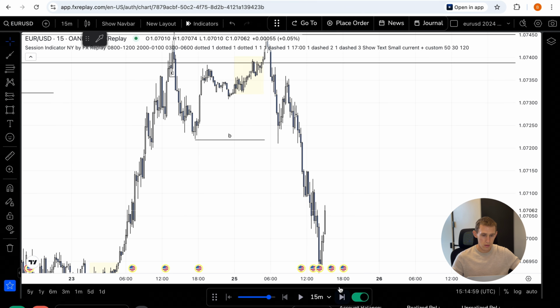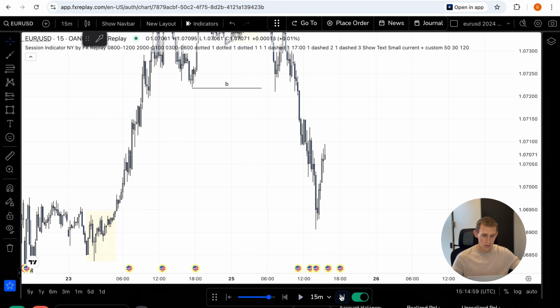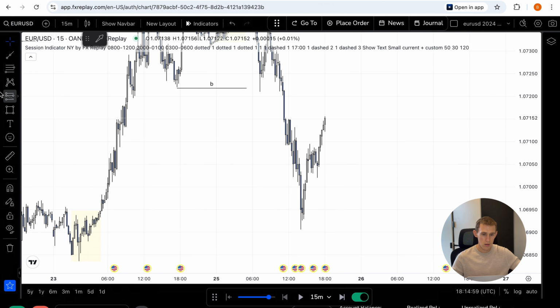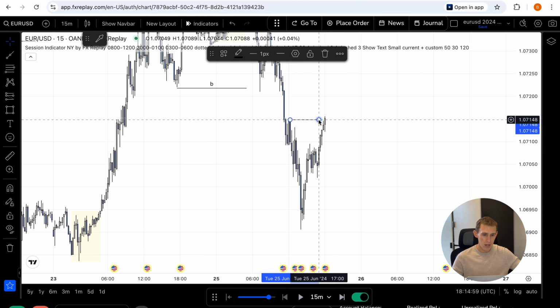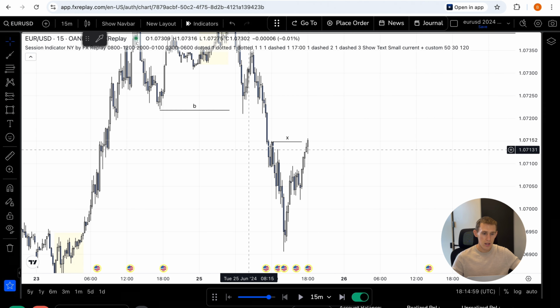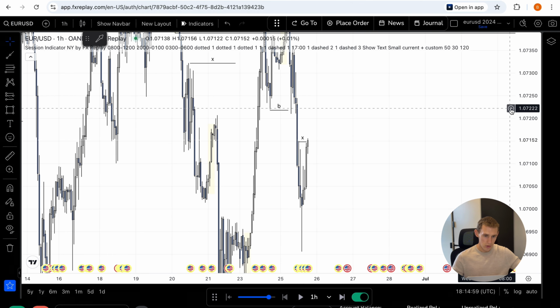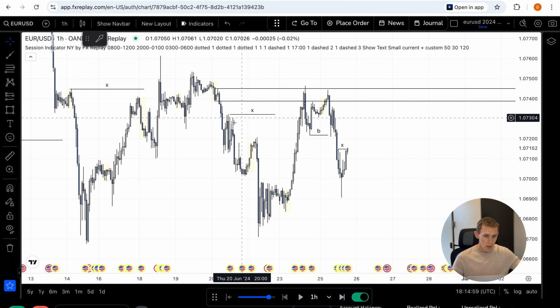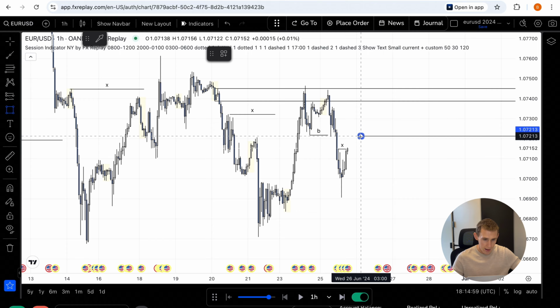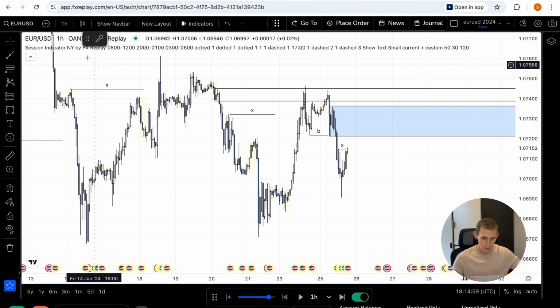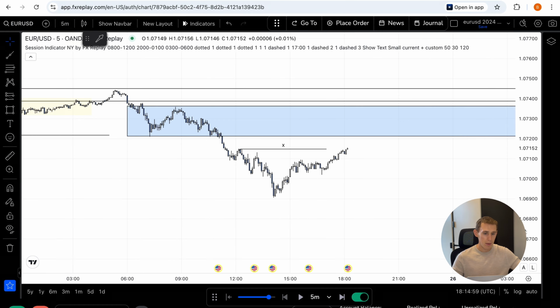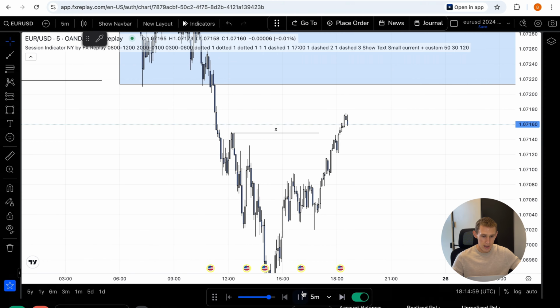Let's see if we can get a pullback. Alright, maybe if we can see a sweep of this high. This is the last bit of liquidity before this imbalance, which is why I'm using it as a point of interest. If not, we also have a supply zone just above. But yeah, I'm going to monitor to see how it reacts to this area here.